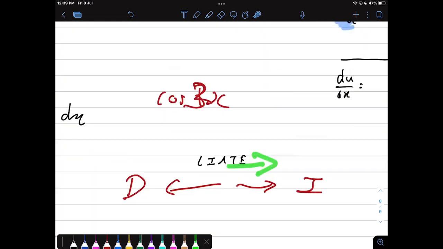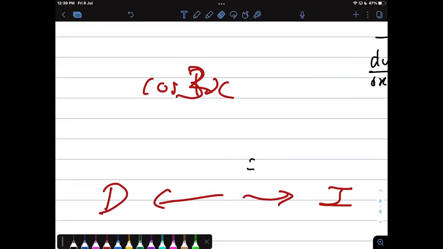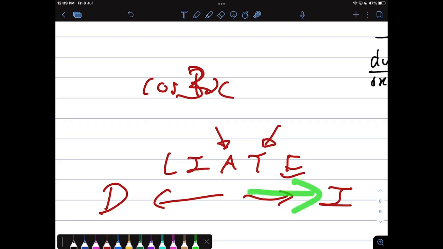So over here, you see you got A, you got T, you look at your LIATE. Let me write it more separately. A is this fellow, T is that fellow. Who is closer to the right side, A or T? The T. T is closer to the right side. So that means you would usually want to integrate the T. It doesn't always work, but for this specific question, it does.